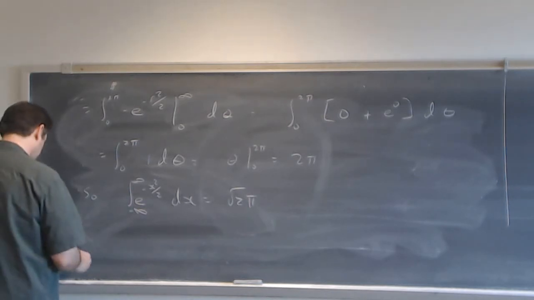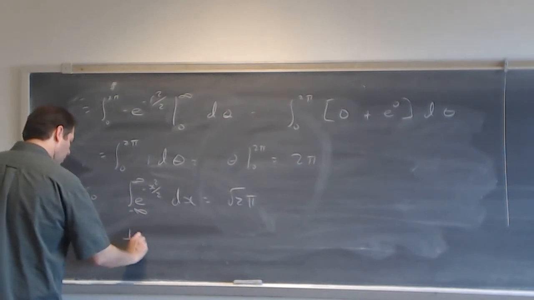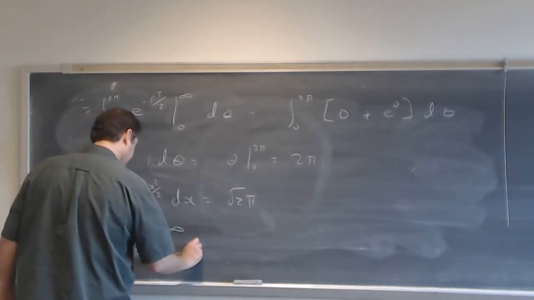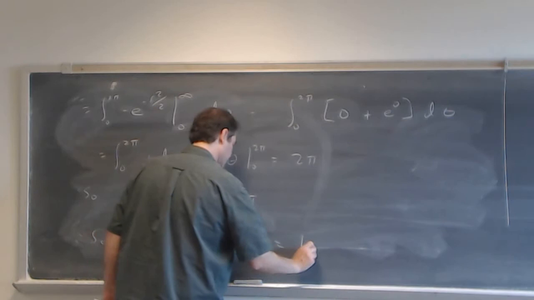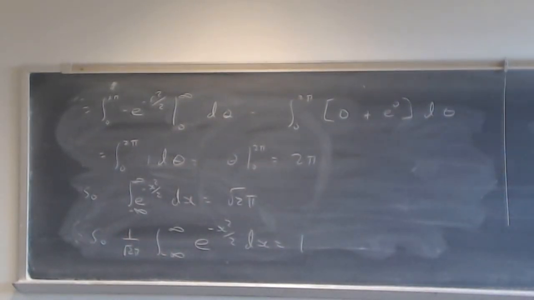Now, well, I guess I could write this down. So just 1 over the square root of 2 pi, integral from minus infinity to infinity, of e to the minus x squared over 2 dx is equal to 1. Okay, well that's close to what we're wanting to show is equal to 1.